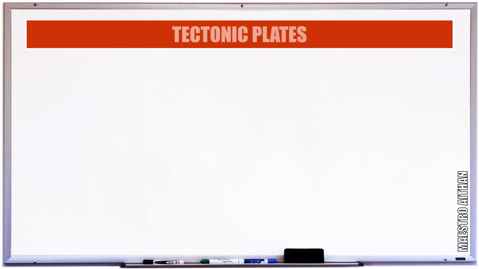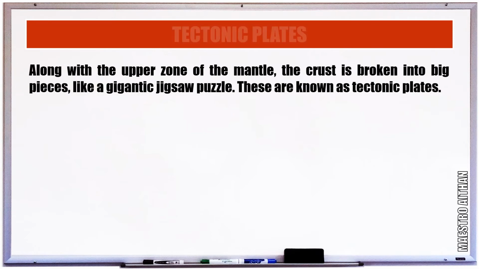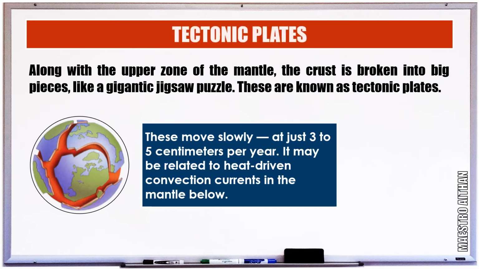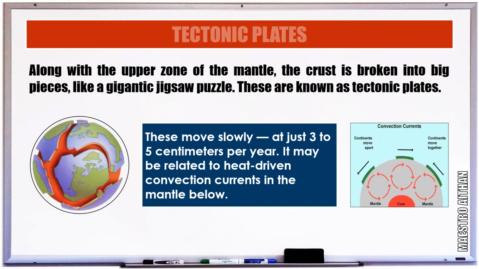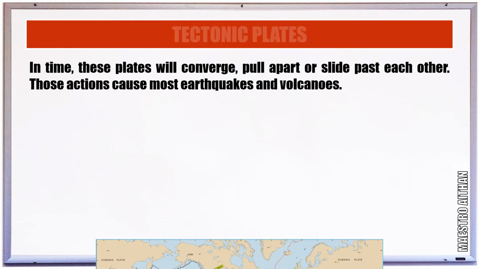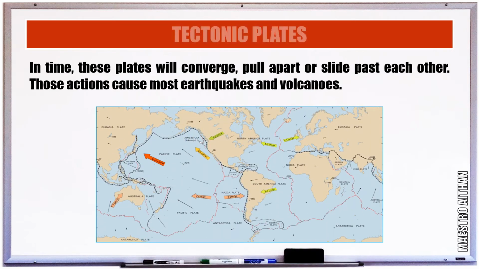Let us now proceed to the second part of this video lesson guide, the major tectonic plates and several minor plates. Along with the upper zone of the mantle, the crust is broken into big pieces, like a gigantic jigsaw puzzle. These are known as tectonic plates. These move slowly, at just 3 to 5 centimeters per year. It may be related to heat-driven convection currents in the mantle below. In time, these plates will converge, pull apart or slide past each other. Those actions cause most earthquakes and volcanoes.